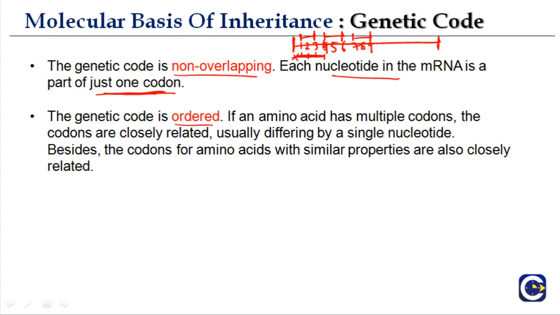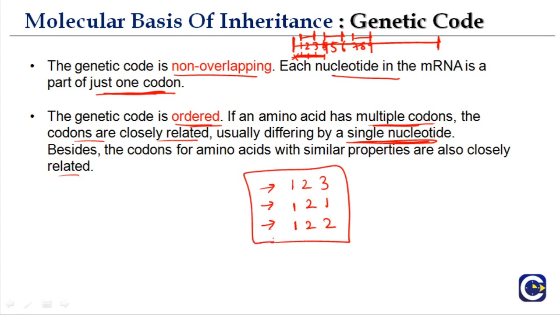The genetic code is ordered. If an amino acid has multiple codons, the codons are closely related, usually differing by a single nucleotide. Besides, the codons for amino acids with similar properties are also closely related. So it is ordered: if an amino acid has multiple codons, the codons are related and differ only by a single nucleotide. For example, this codes for 1, the other one will be like 1, 2, 1, and the other one will be like 1, 2, 2. So it will always be a similar sequence.